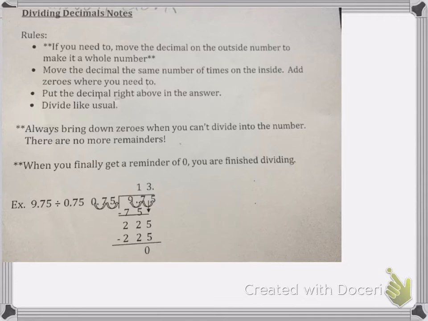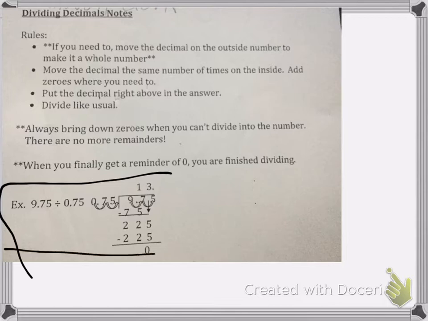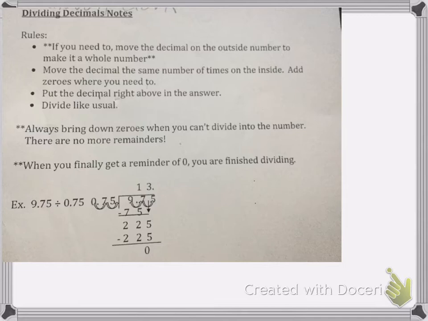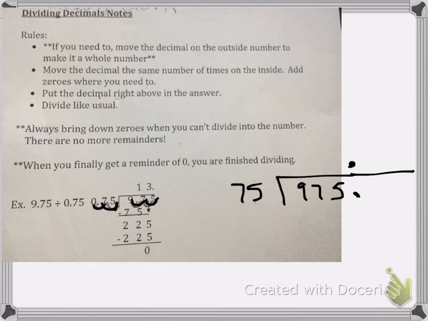All right. So here's an example right here. We've got 9.75 divided by 0.75, or 75 hundredths. So you see that they swooped twice. Now outside it's 75, and inside they swooped twice. Now inside it's 975, and your decimal's now there at the end. So it's right there. Okay? And they already worked it out.